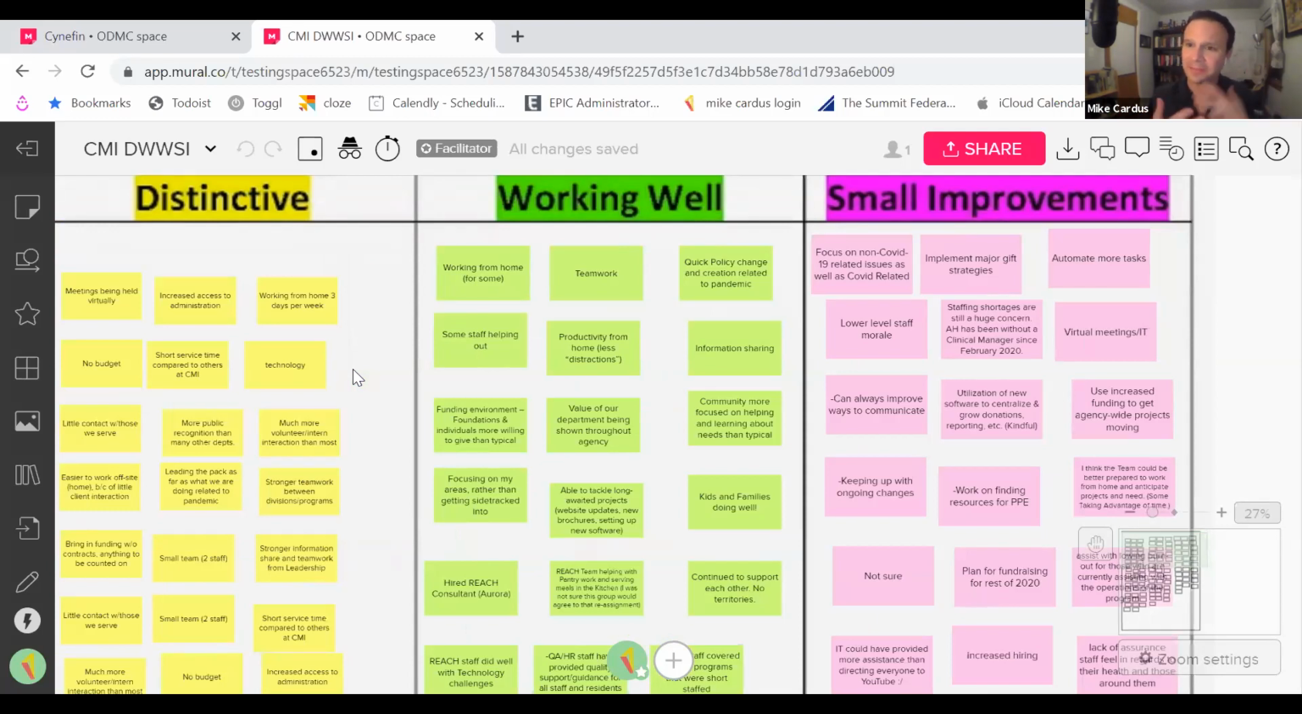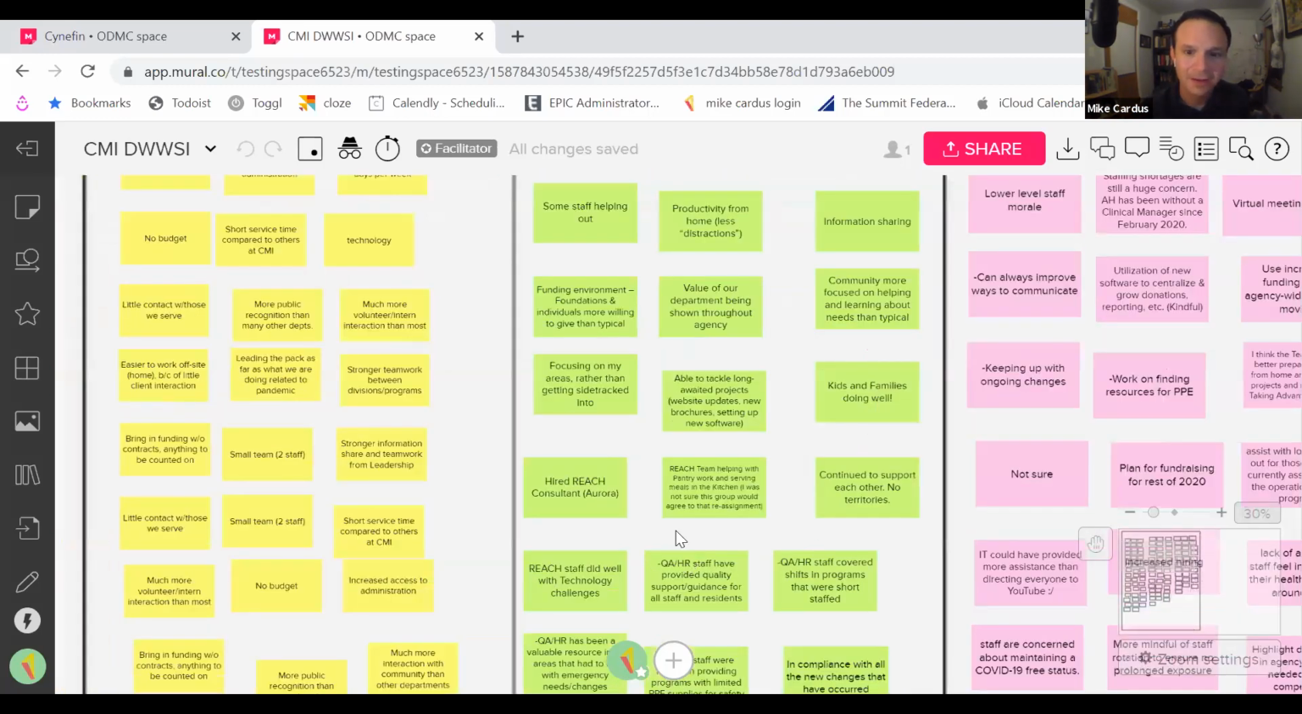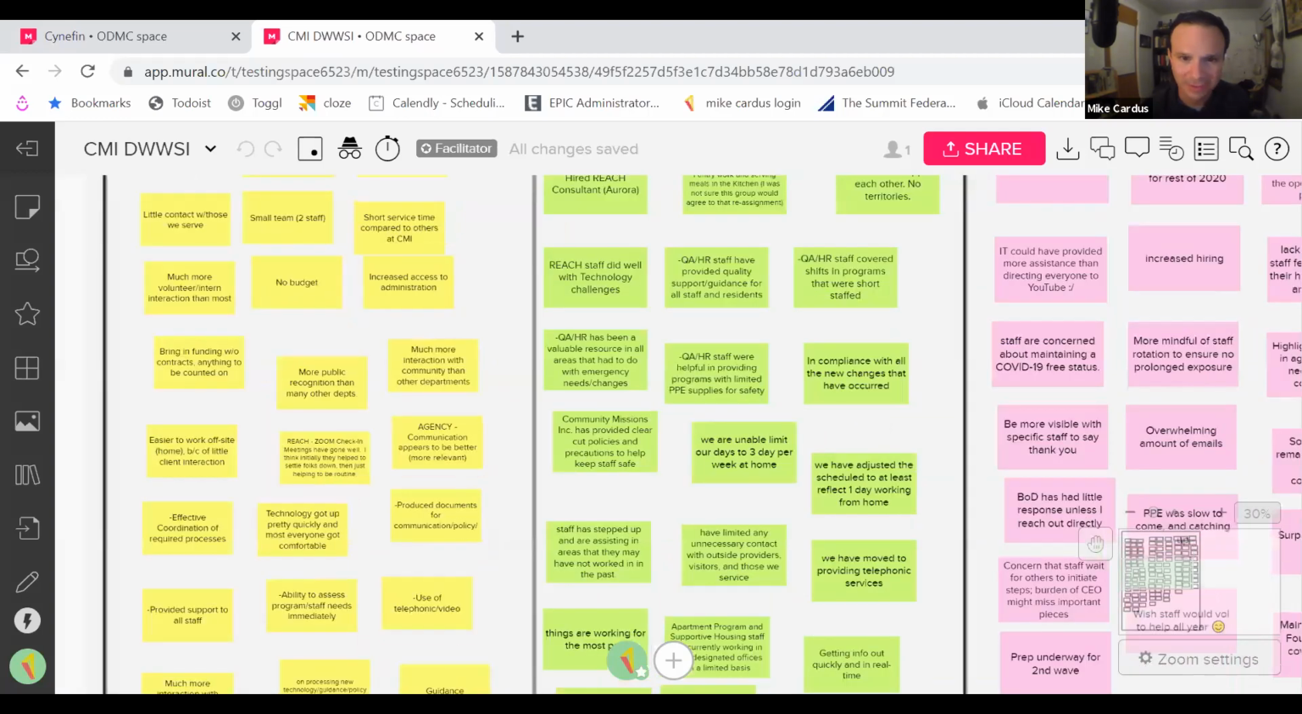And that's one thing that I think Cynefin, and also what you do in your agile work, try to do: get folks to look at trends or signifiers that help them figure out, oh, here's where we want to go. Here's a pattern or trend, whether it be good or bad. So I'm not going to bore you with all these details. We went into the distinctive, working well, small improvements. I had them actually do all this process. Here are all their outcomes. We put all of these on this distinctive, working well, small improvement chart.